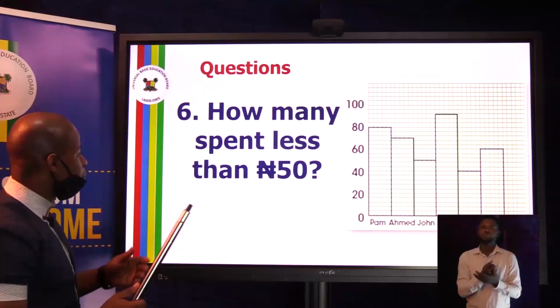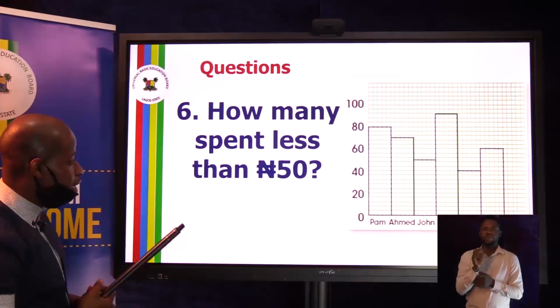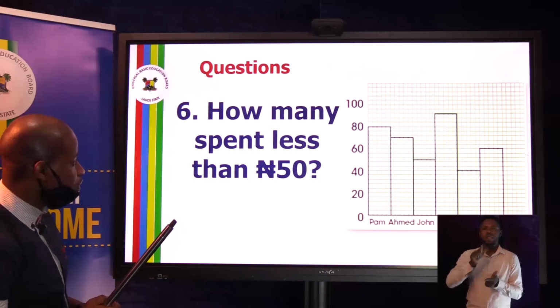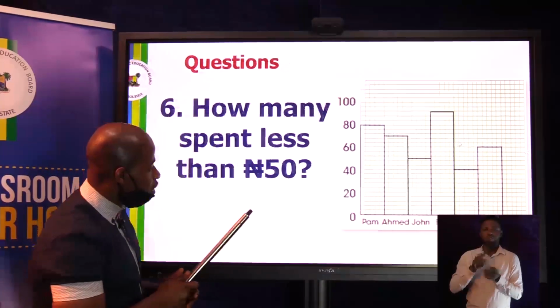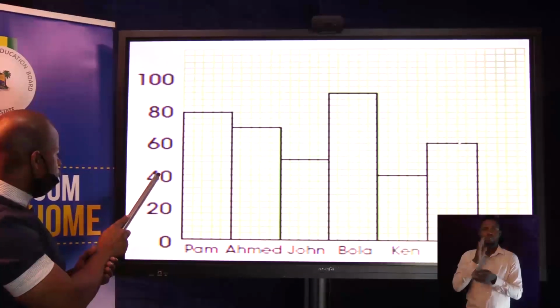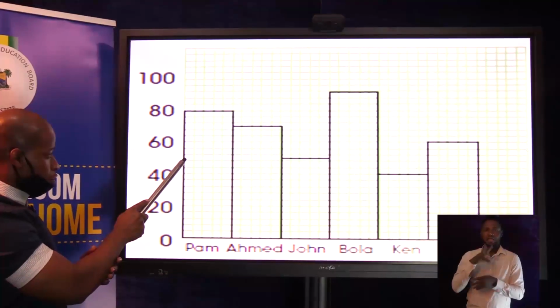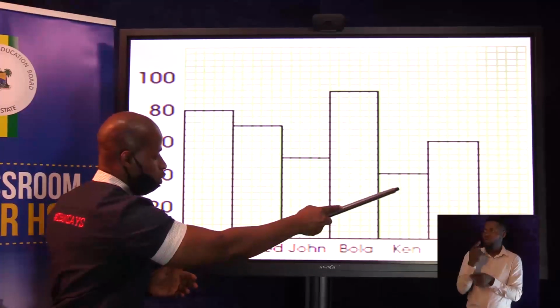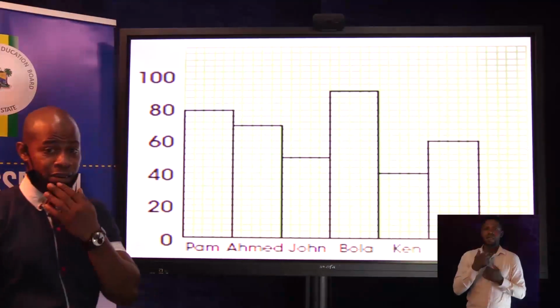How many spent less than 50 naira? So we have to look for where 50 is. 50 will be between 40 and 60. That should be here. How many spent less than that? You trace it, and you discover that only Ken has spent less than 50 naira.